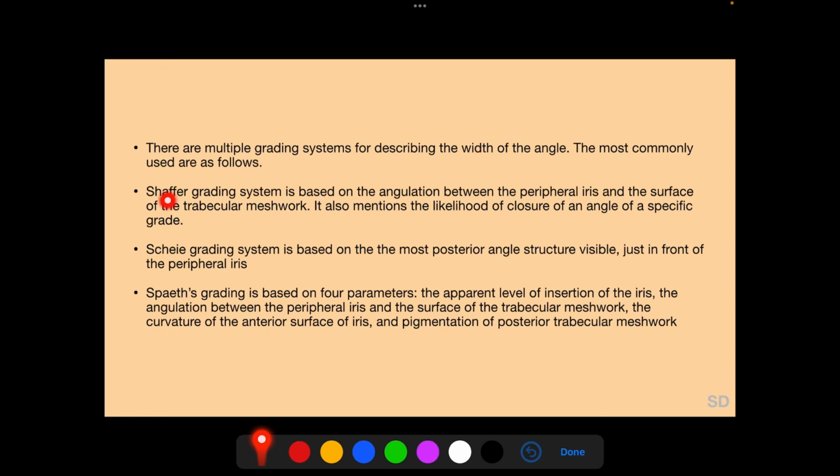The Shaffer grading system is based on the angulation between the peripheral iris and the aqueous surface of the trabecular meshwork. The Shaffer's grading system also mentions the likelihood of closure of an angle of a specific grade. Scheie's grading system is based on the most posterior angle structure visible just in front of the peripheral iris. Spaeth's grading system is based on 4 parameters: the apparent level of insertion of the iris, the angulation between the peripheral iris and the surface of the trabecular meshwork, the curvature of the anterior surface of the iris, and pigmentation of the posterior trabecular meshwork.